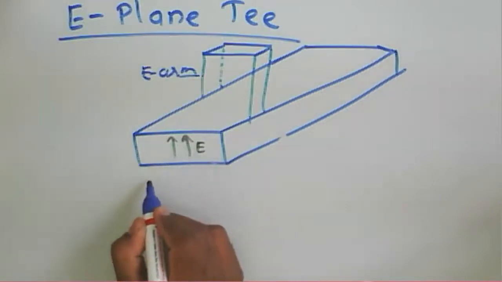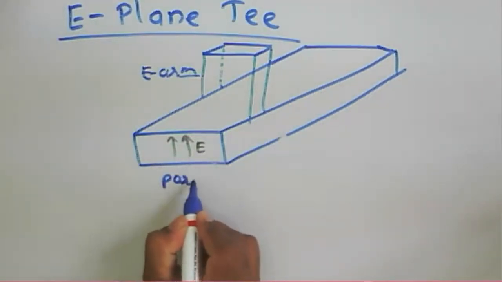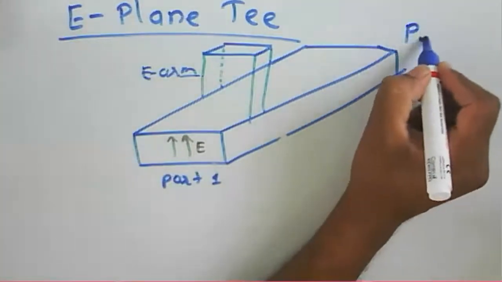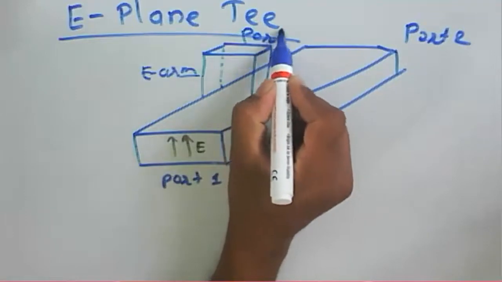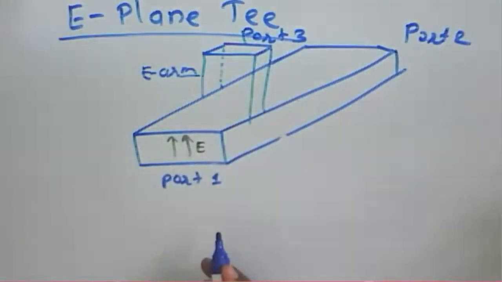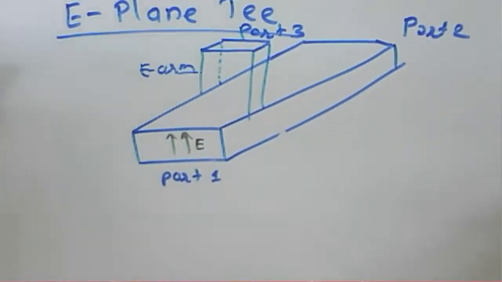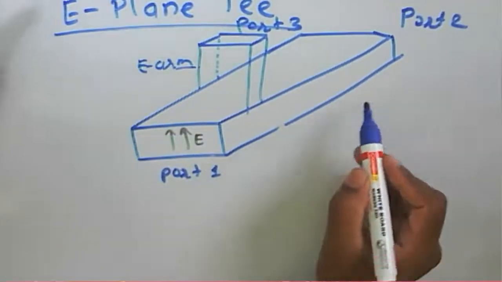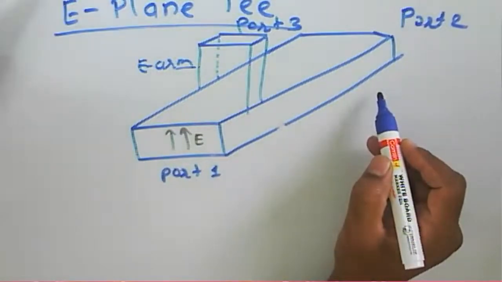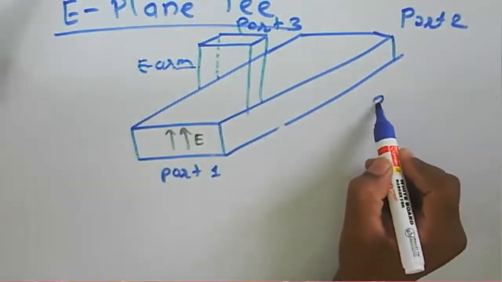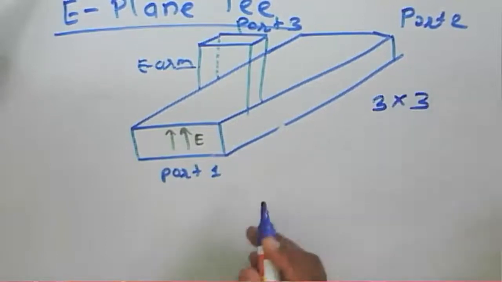So this we can say is port one here. This one is port two, and this one we say is port three. Now the properties for this E-plane T are the same as said earlier. So it has three ports, and the S matrix for this E-plane T will be a 3 by 3 matrix, since it has three ports.